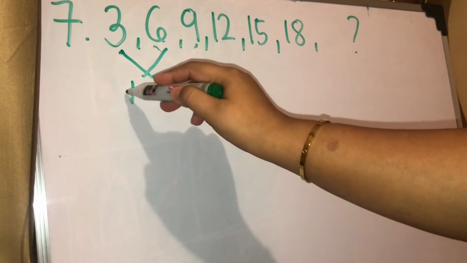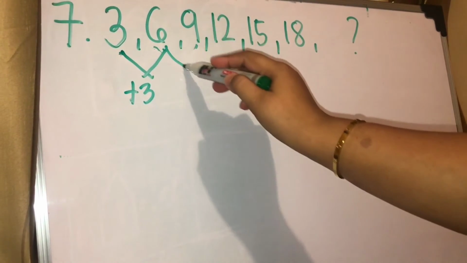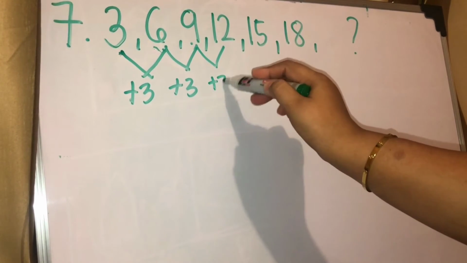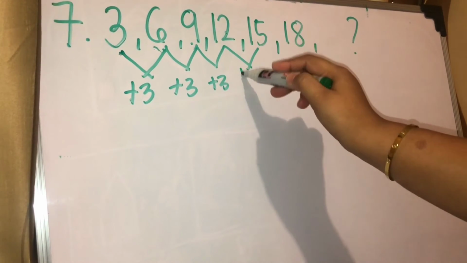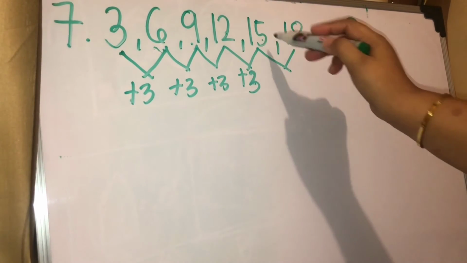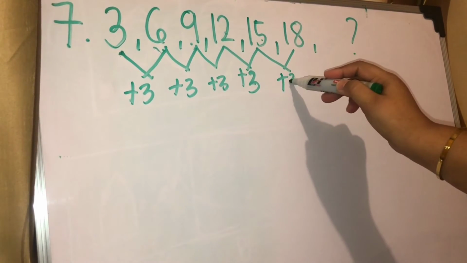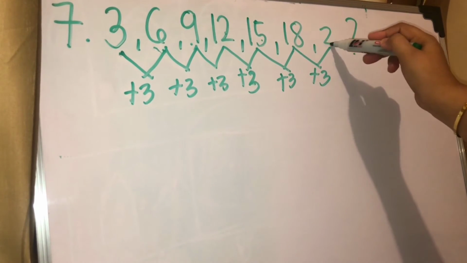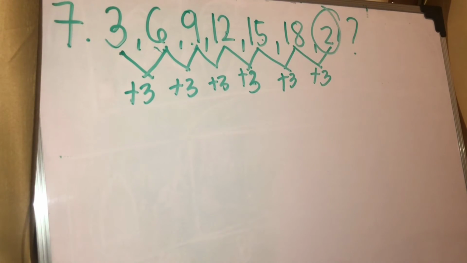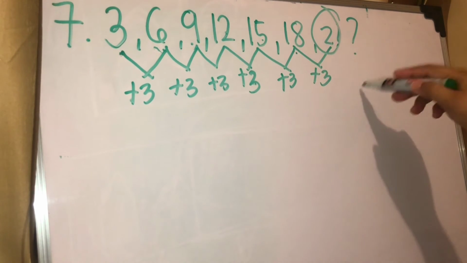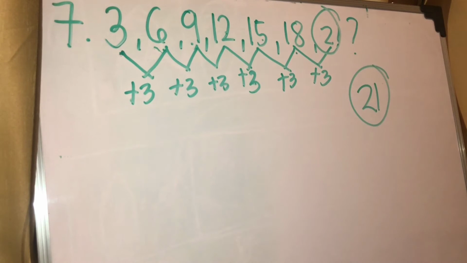3 plus 3 is 6. 6 plus 3 is 9. 9 plus 3 is 12. 12 plus 3 is 15. 15 plus 3 is 18. And 18 plus 3 is 21. So 21 is the next number after 18. 21 is the answer.